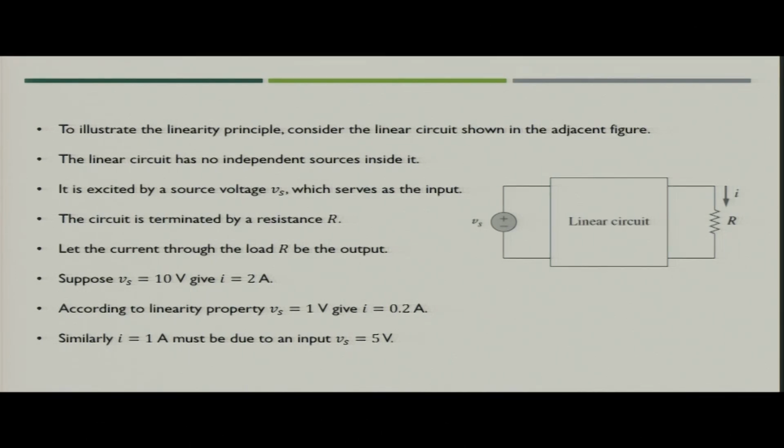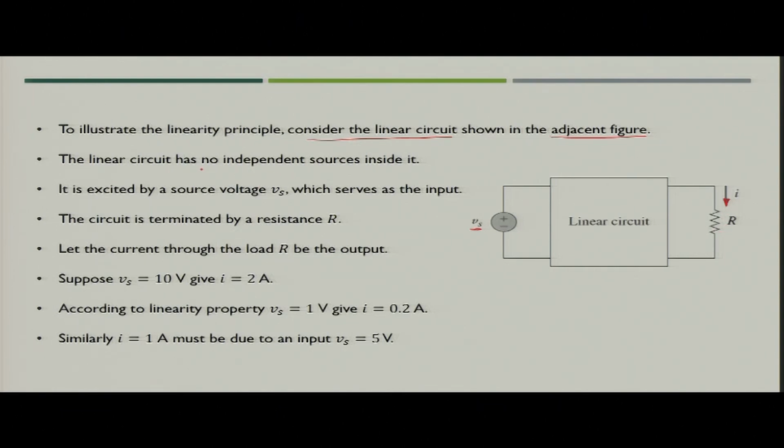Now, let us take one example to better understand the linearity property. Let us consider one linear circuit shown in the figure below. Here we have a linear circuit which is inside this particular box. We do not know what is the configuration of that circuit. We know that some input is being applied, that is Vs, and we are finding out what is the value of current flowing through the resistor R.